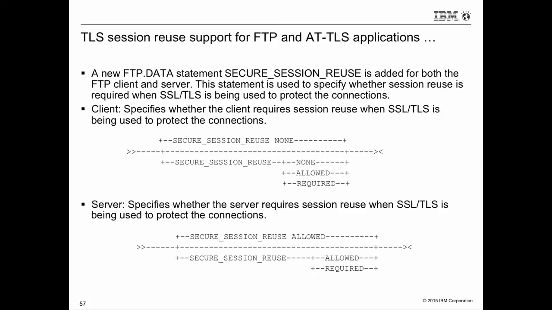Now, I don't have a chart that I'm showing here that explicitly describes it, but notice the title where it says TLS session reuse support for FTP and AT-TLS applications. This is also available for any AT-TLS controlling application. So if you had a homegrown AT-TLS application that you wanted the ability to reuse TLS sessions across, there are IOCTLs that allow you to specify that you want to do that. To be honest, I don't know of a use case other than FTP where this is a particularly important thing, but the capability is there with 2.2.